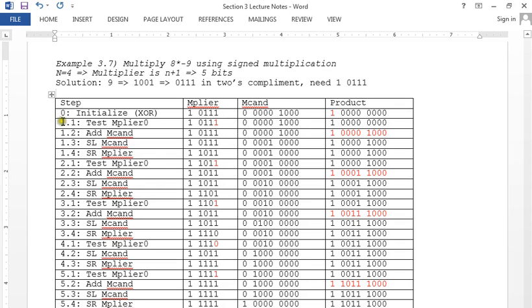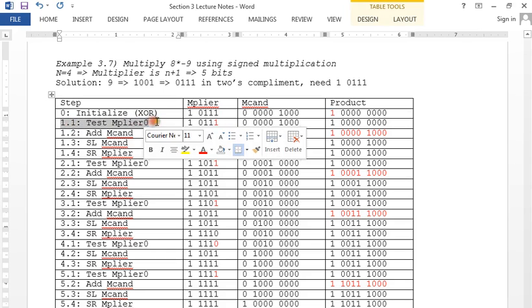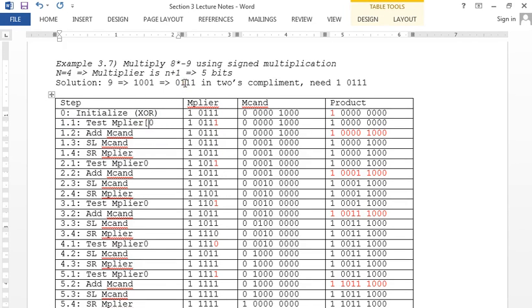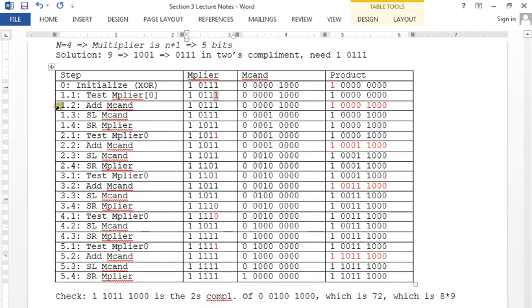Okay, so the first step is to test the least significant multiplier 0. You can put it like this, however you like, just as long as you indicate you know what you're doing. Testing the 0 bit of the multiplier. What's this value here? 1. So what does that mean we're going to do? Add it, correct.